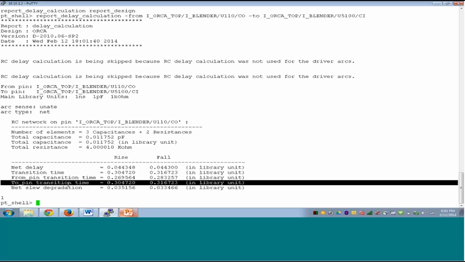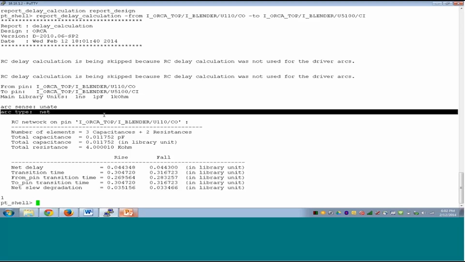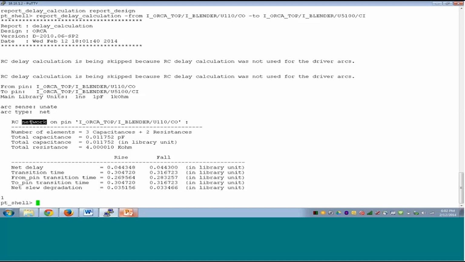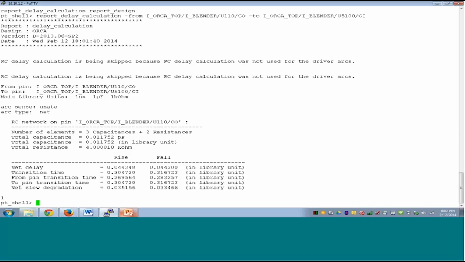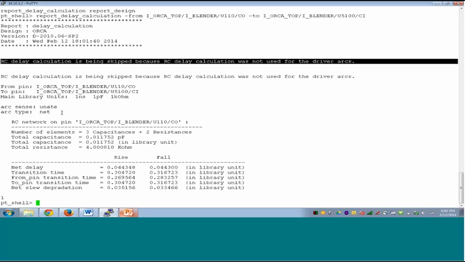Because we are not asking about the arc type, it is net, it is not cell, right? So it is telling me what is the RC network. This message might be related to the CCS model. I guess we are using the MLDM model, so that's all right.